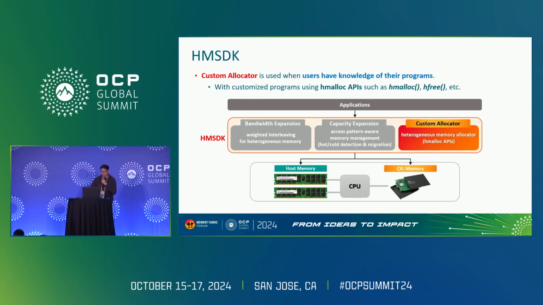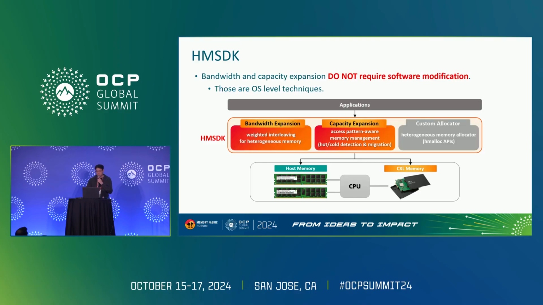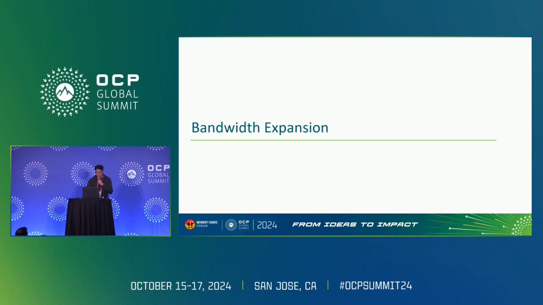The last one is a custom allocator, and this can be used when the user has some knowledge about their programs, so we can modify the target program with HMSDK's hmalloc APIs, such as hmalloc and hfree. That means the custom allocator requires some software modification, but the first two modes don't require software modification because those are OS level techniques. So maybe I can just skip this slide because I'll explain it in the following slides.